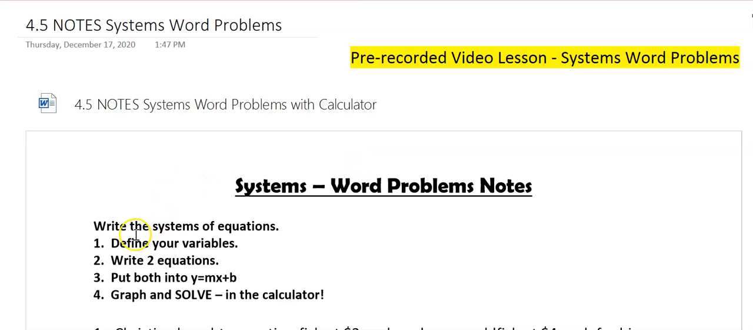So here are your steps. You're going to define your variables, and I make them all into x and y, especially when I'm going to use the calculator because I'm going to put it in y equals mx plus b. You're going to write your two equations. That's taking our first lesson. You're going to put them both into y equals mx plus b, then you're going to graph them and solve them in the calculator. So now we're putting everything together, okay?